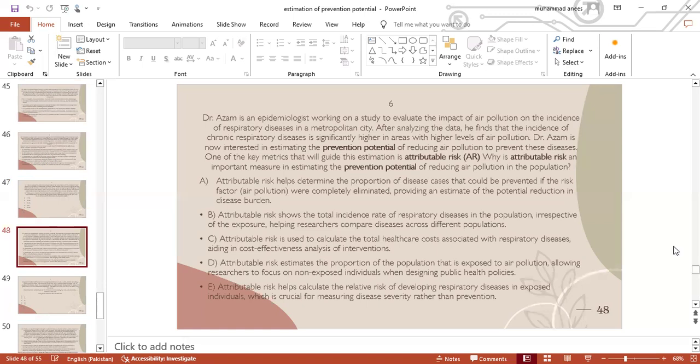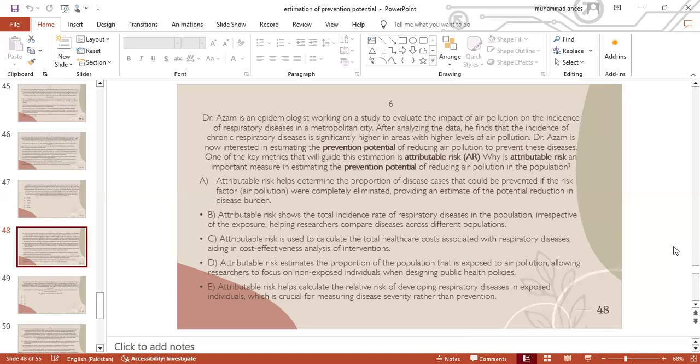Dr. Azam is now interested in estimating the prevention potential. One of the key metrics that will guide this estimation is attributable risk. Why is attributable risk an important measure in estimating the prevention potential? A, attributable risk helps determine the proportion of disease cases that could be prevented if the risk factors were completely eliminated, providing an estimate of potential reduction in disease burden.